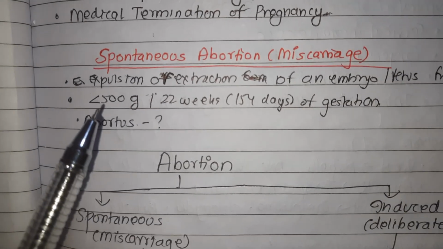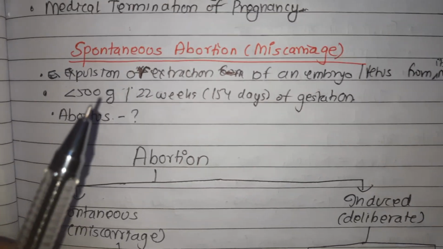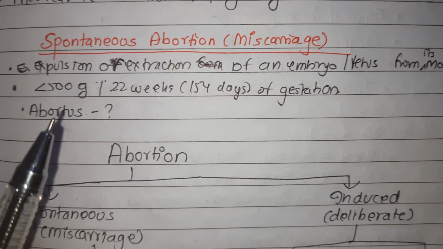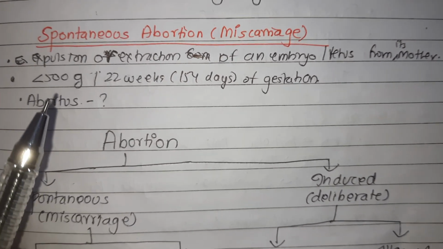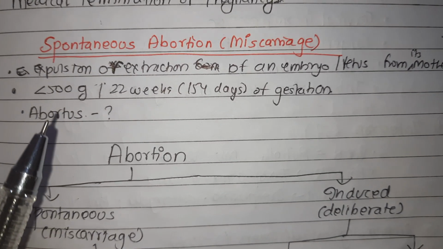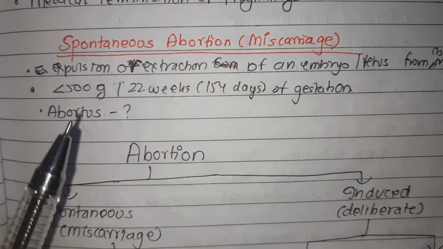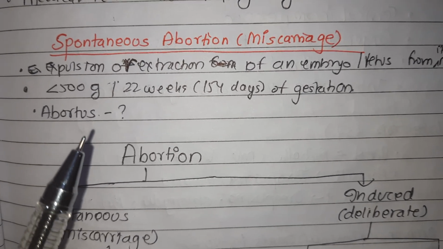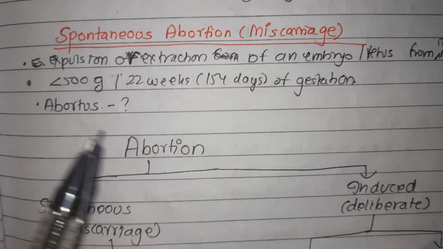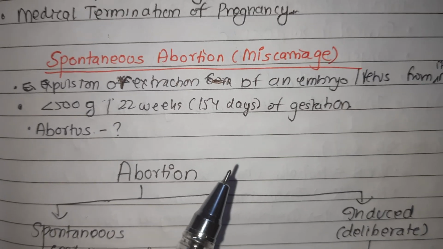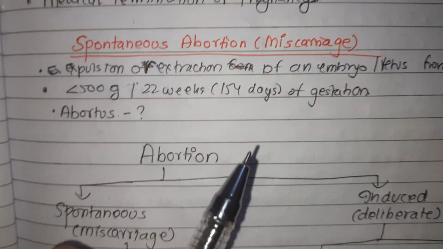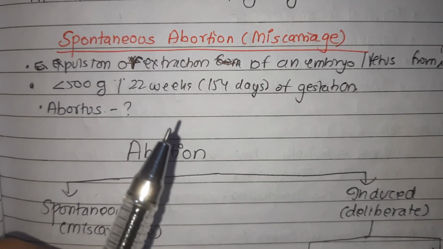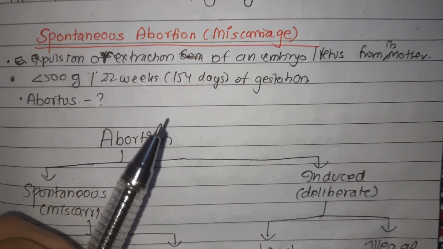So, firstly, what is abortion? Abortion is the expulsion or extraction of an embryo or fetus from its mother, weighing 500 gram or less, or when it is not capable of independent survival, according to 22 weeks by WHO. And it is worth noting that the definition of abortion varies from source to source and country to country.